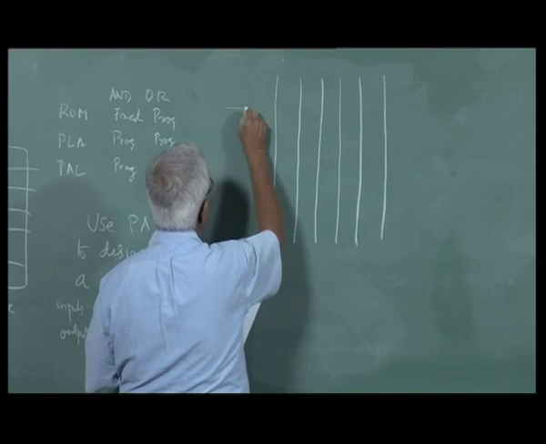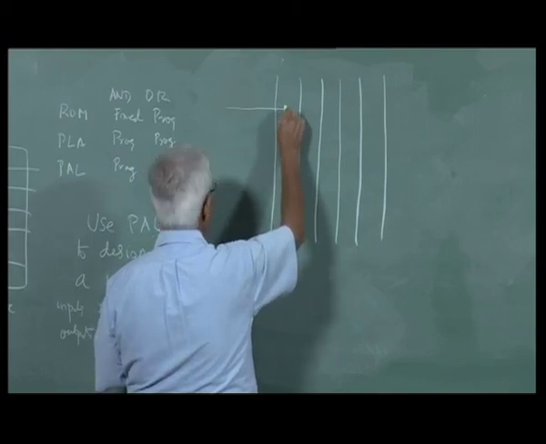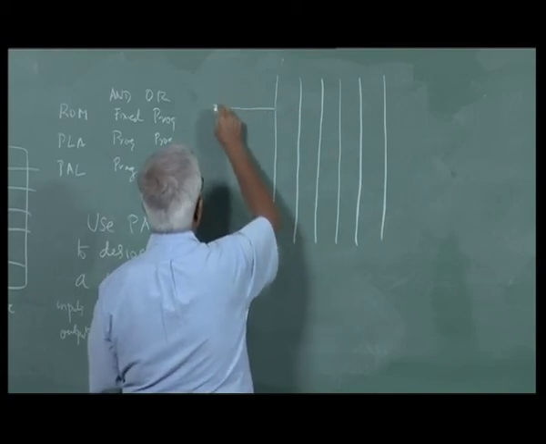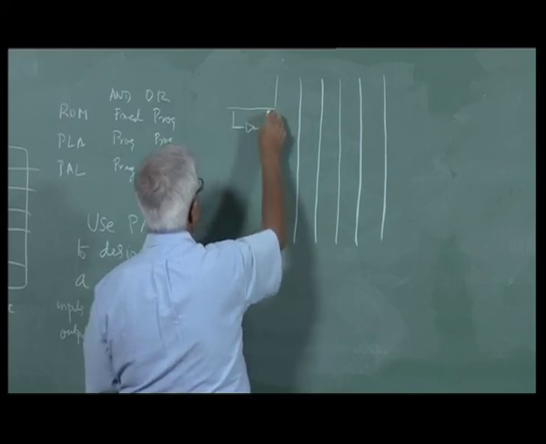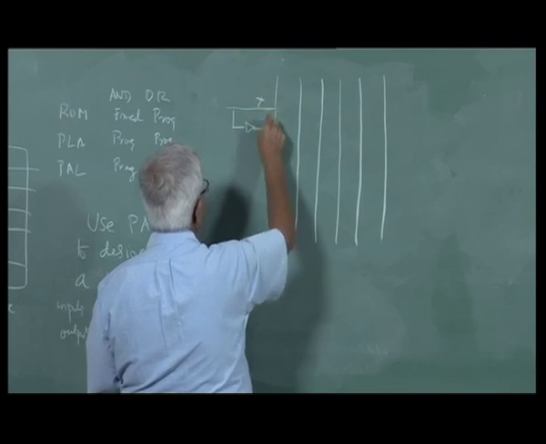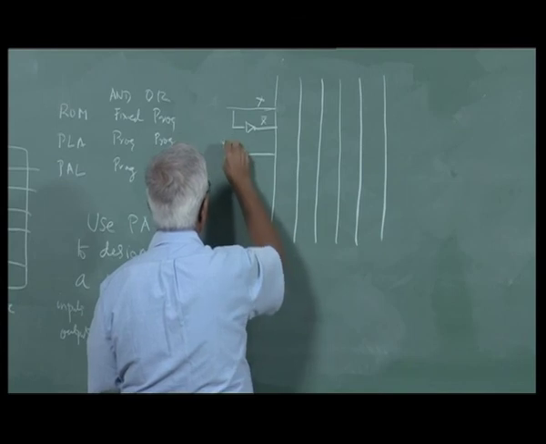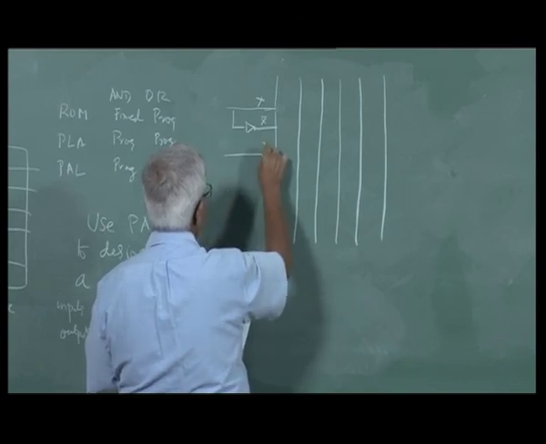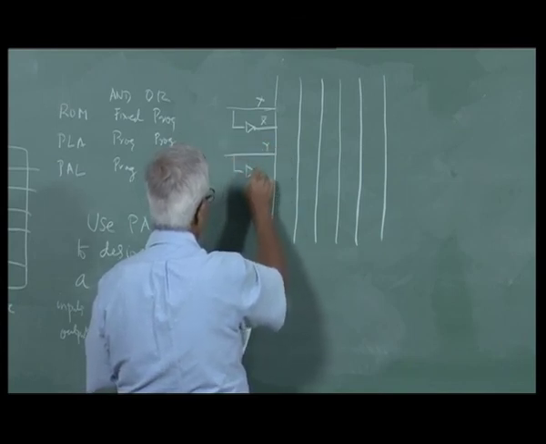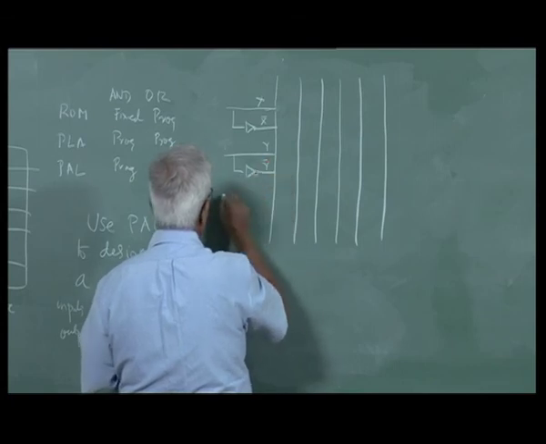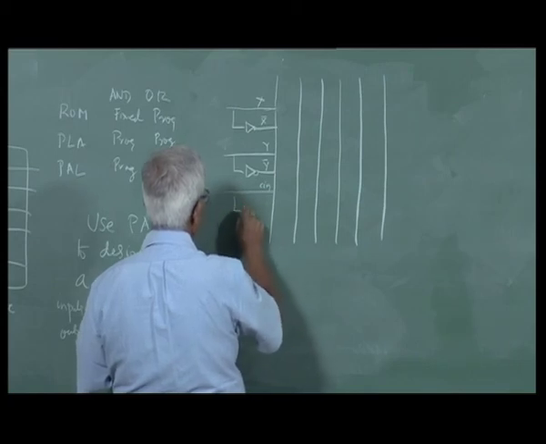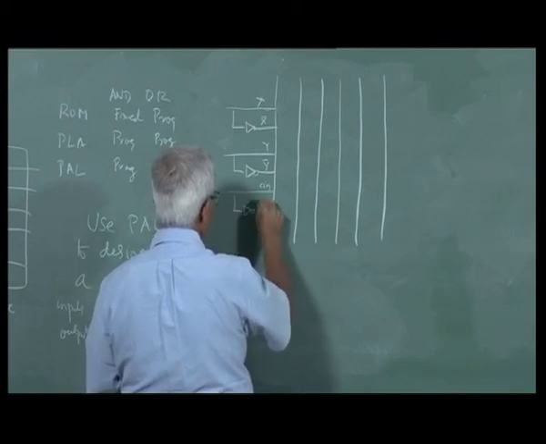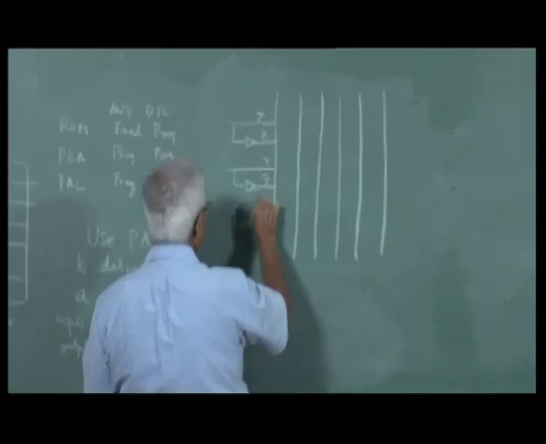X, X bar, Y, Y bar, Cn, Cn bar. So all the three inputs and their complements are available.